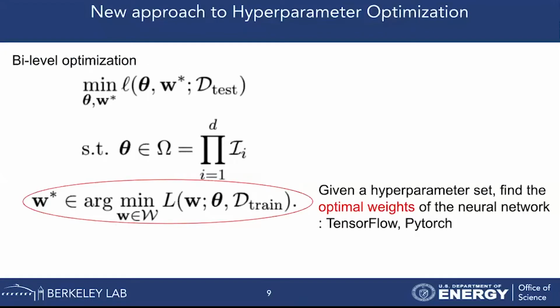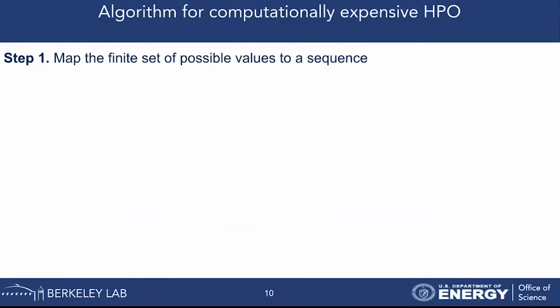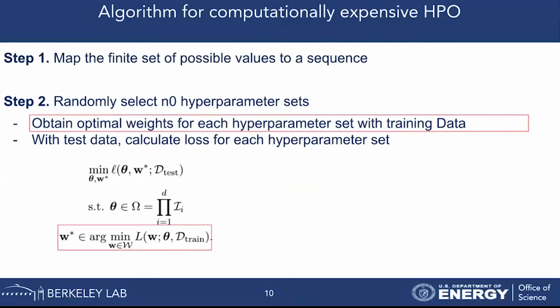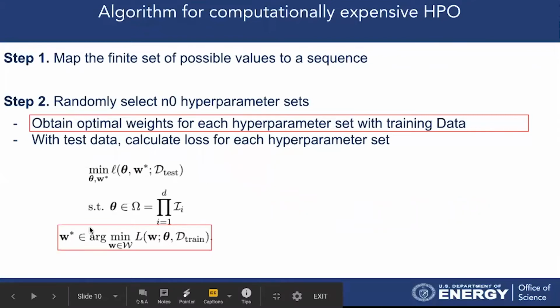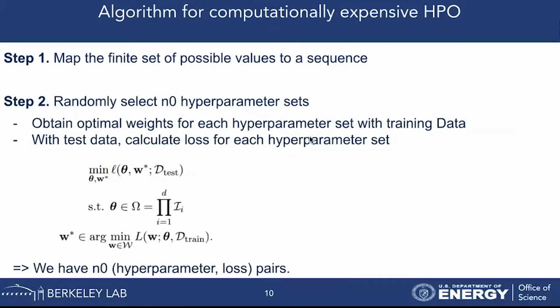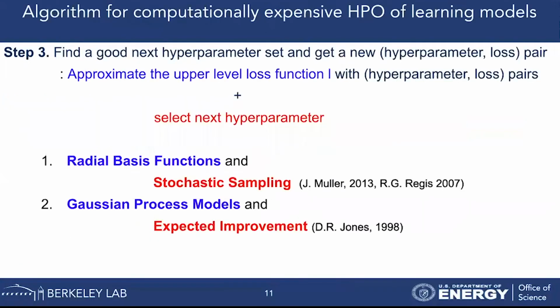Okay, to solve the bi-level optimization, we use an algorithm for computationally expensive problems. So we first map the finite set of possible values to a sequence, and then we select N0 hyperparameter sets. For each hyperparameter set, we get the optimal weights, and then based on these optimal weights, we get the loss for each hyperparameter set. It means we have N0 hyperparameter loss pairs. At step 3, now we find a next good hyperparameter set and get a new hyperparameter loss pair.